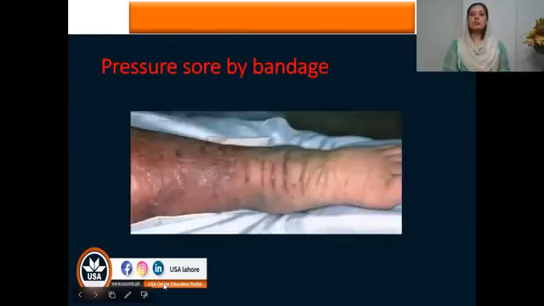This is a picture to show you that if we apply very tightly and impair the circulation, and if we do not distribute the pressure equally, then it will go like this, and we will get this kind of position, or this kind of picture of the patient.